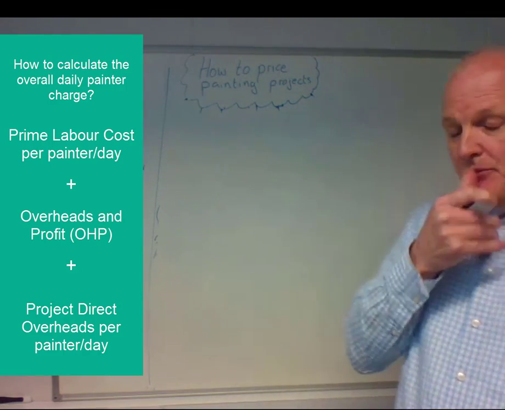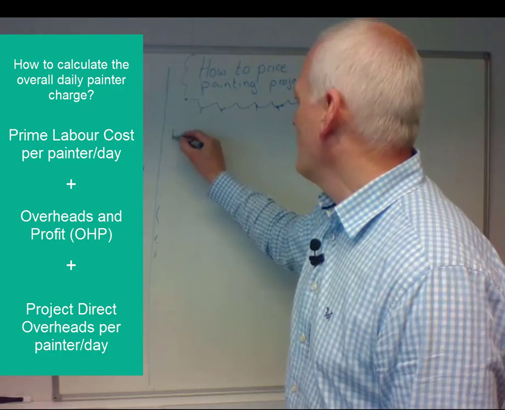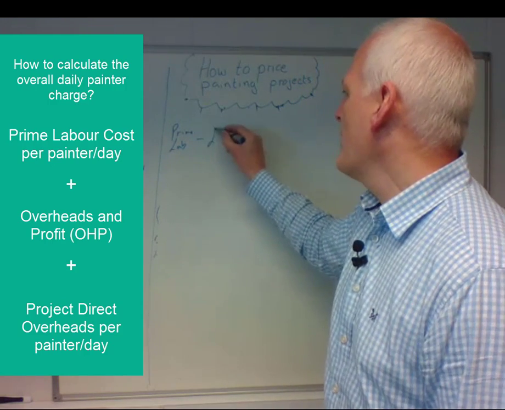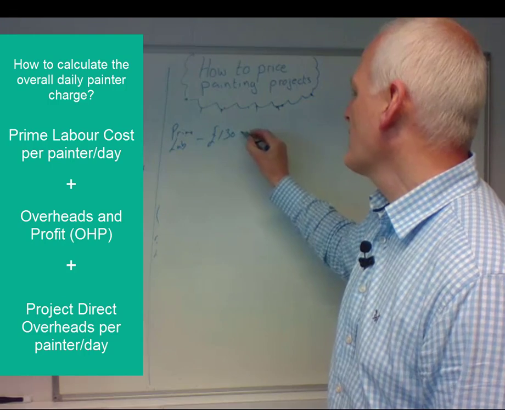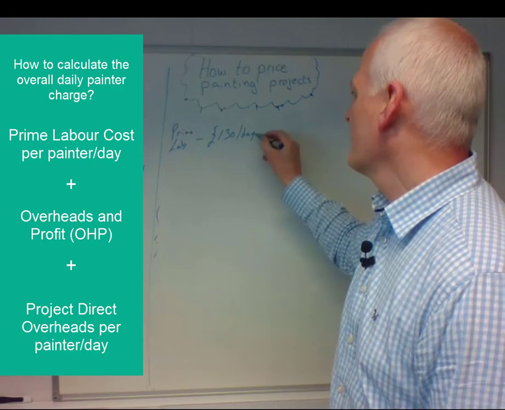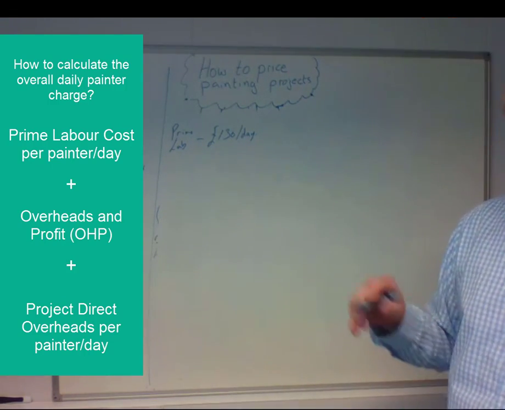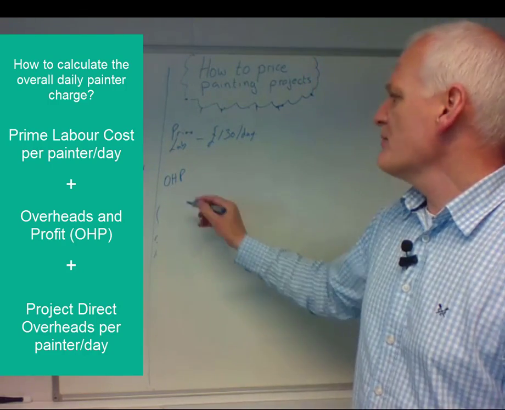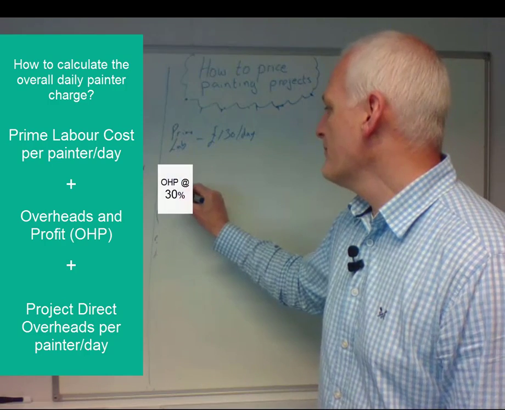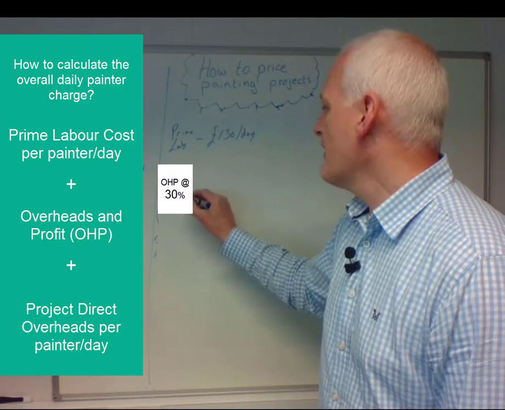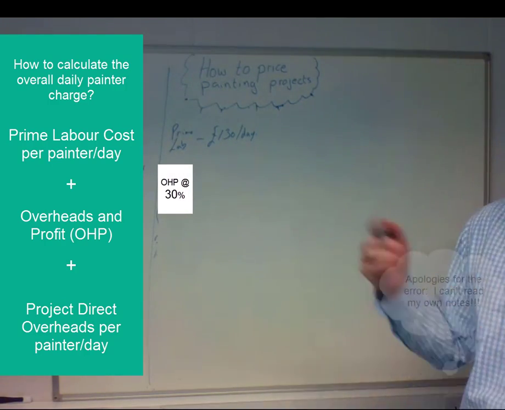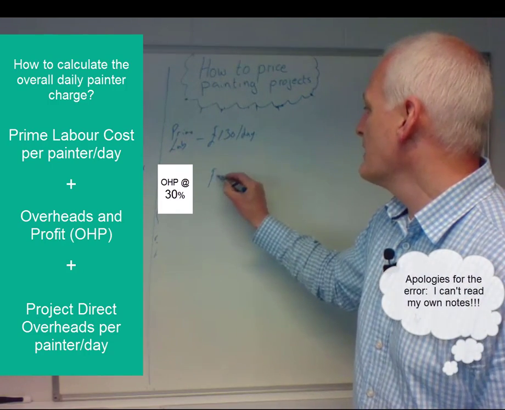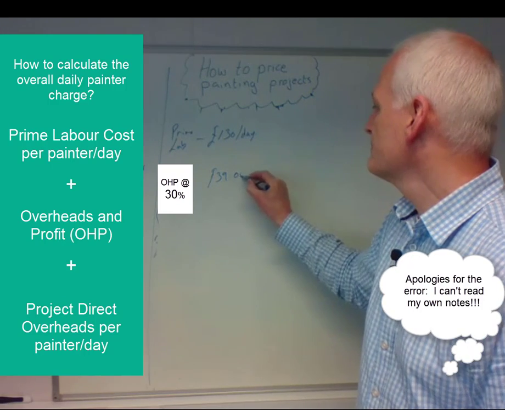So if we look, let's do the first example, prime labour costs first. Let's say I know that I'm having to pay my subbies £130 per day. That's how much I've got to pay. I now need to make an allowance for my company overheads and profit, and I'm going to base mine on 35% initially. So 35% of 130 is £39 per day.